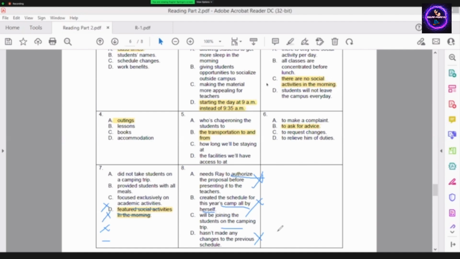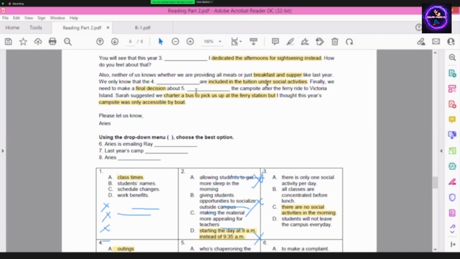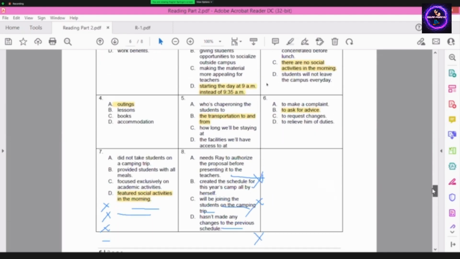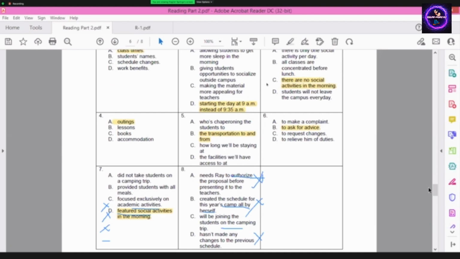Joining students on the camping trip, although it is not mentioned. But again, in the last few lines, I do not know whether we should have a ferry ride to Victoria Island. It suggests for us that we will go with the bus, and I think we can only access it by boat. So that means he is in some way assisting with the students. He's coming along with the students. But if you can logically eliminate, you don't have to think about that. That's what they're going to give you, the trick on how you can eliminate your options.